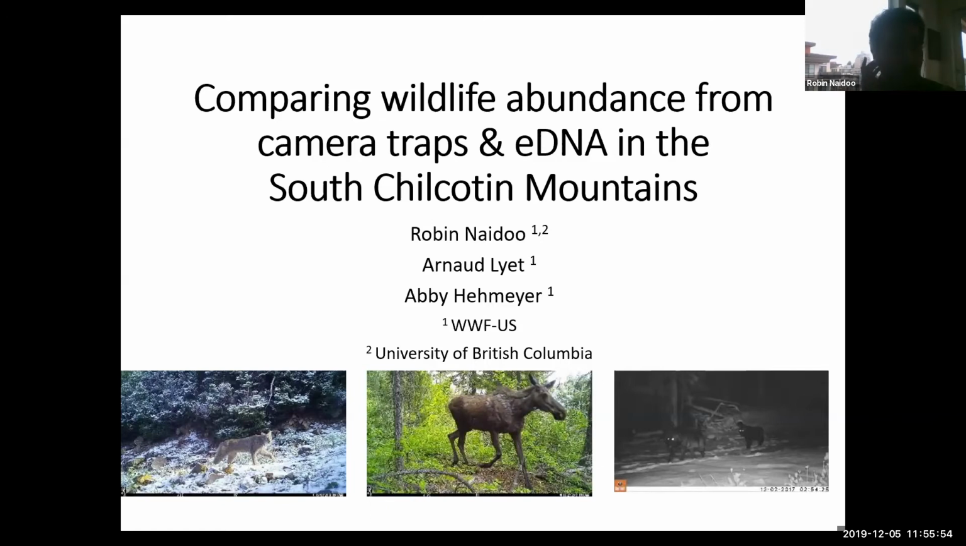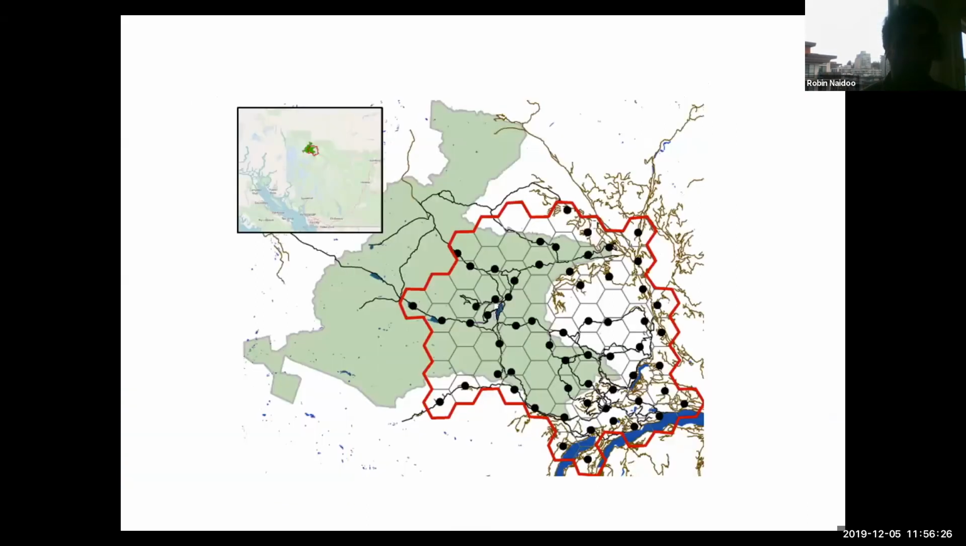So the focus of this project that I'll talk about now is to compare wildlife abundance from camera traps and eDNA in the South Chilcotin Mountains. Camera traps, as we probably know, are a very standardized, well understood way to measure the relative abundance and in some cases the densities of a variety of wildlife species that are well surveyed by cameras. So we aimed to look at this question in this particular area of British Columbia. Arnaud, you can go to the next slide, please.